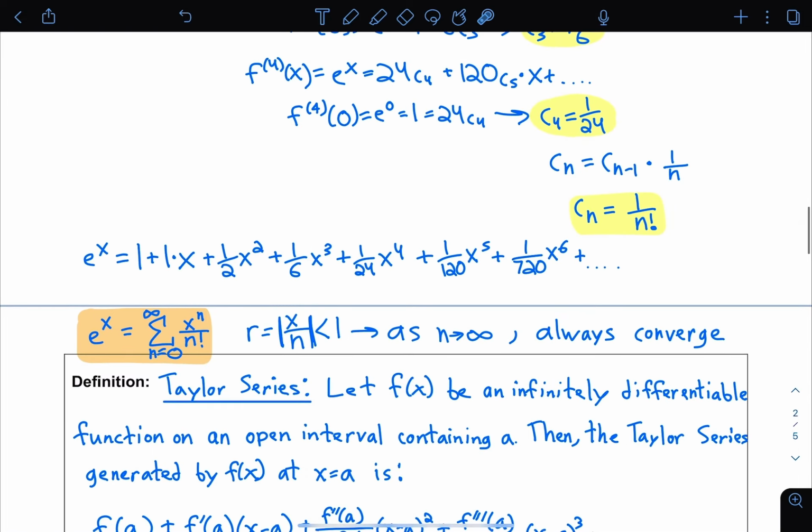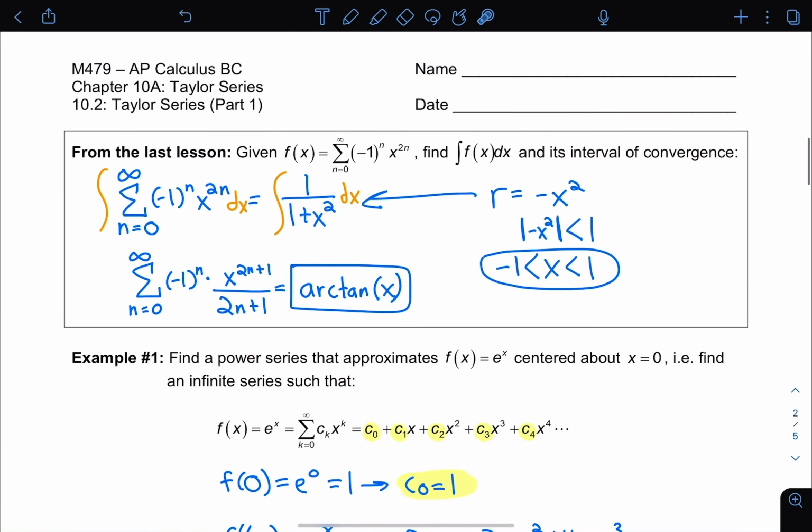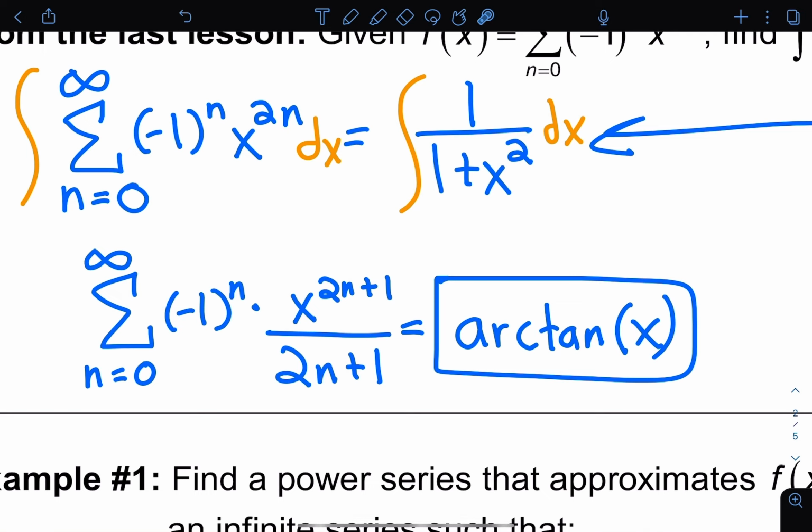But we can do stuff like this for functions like e to the x, and we actually already did this for tangent inverse, and we'll do this for some more in the future.